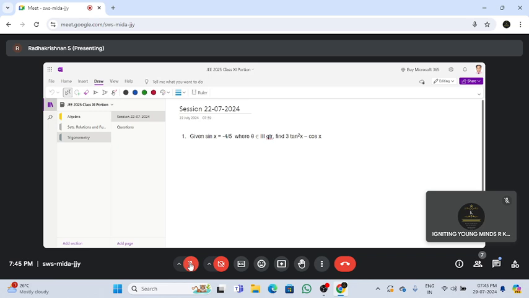If sin x is given, can you find out cos x? How will you go about it? Using the identity, sin square theta plus cos square theta equal to 1. Okay, very good. That is one thing. How will you get tan x?